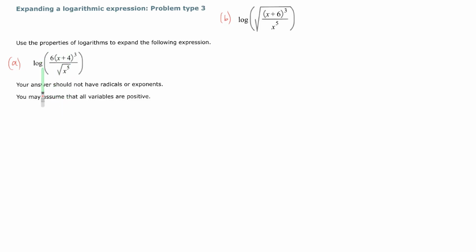What we're first going to do is look at this as the log of a division expression, or a log of m over n. And if you take a log of m over n, we're going to write that as a difference of logs. So log of the bracket 6 times x plus 4 raised to the third power, minus log, let's say, x to the 5/2 power.